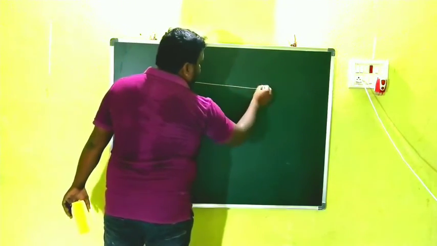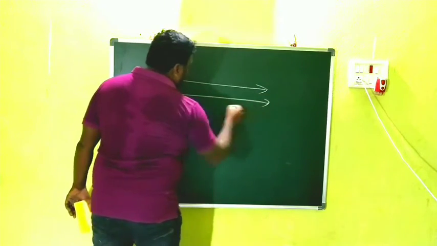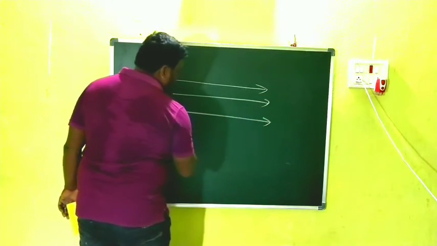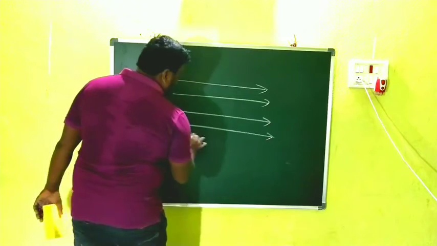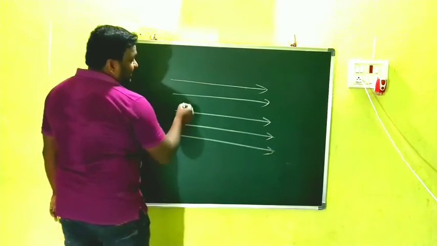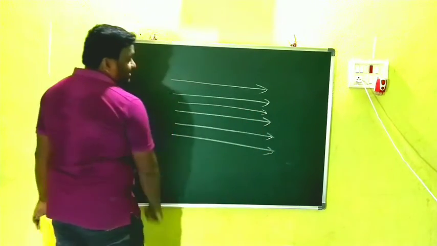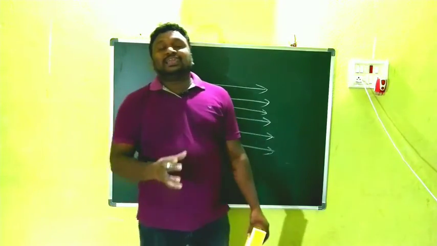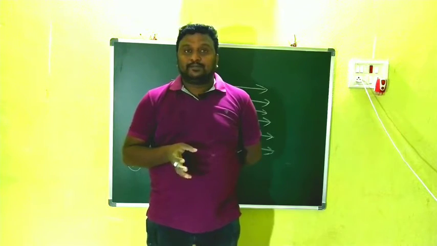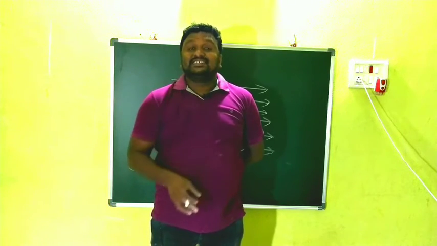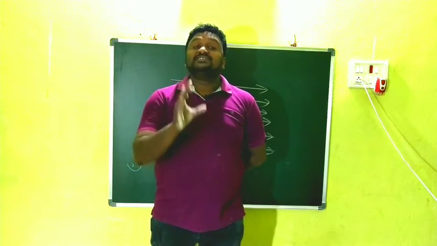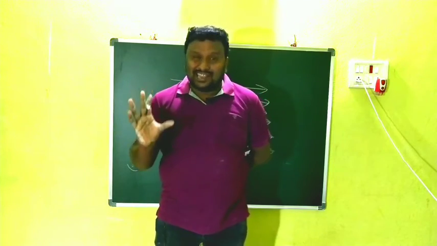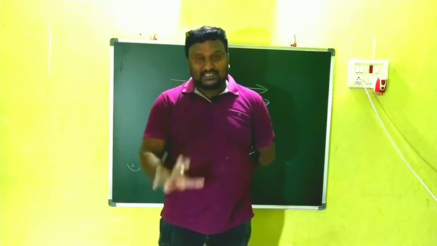I am taking now a uniform electric field. What is that? Uniform electric field we are taking. So that means I am taking a plane surface. Clear? Electric flux is nothing but the number of field lines passing through the particular area is called electric flux.